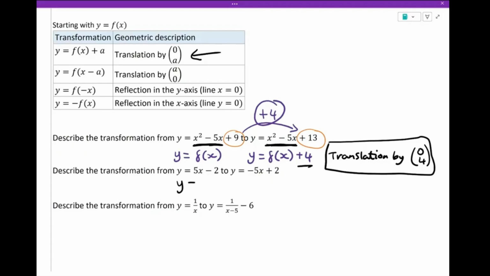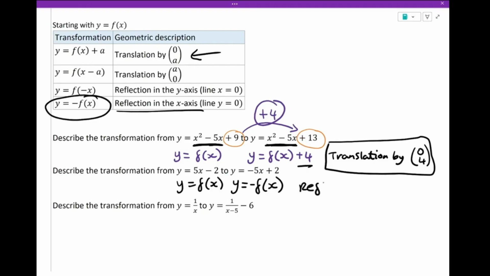Because we've got y equals f of x to begin with, and then if you multiply by negative 1, you get y equals negative f of x. So which transformation involves multiplying the entire function by negative 1? Well, it's going to be the bottom one here. Okay, we have ourselves a reflection in the x-axis. So that's our final answer.